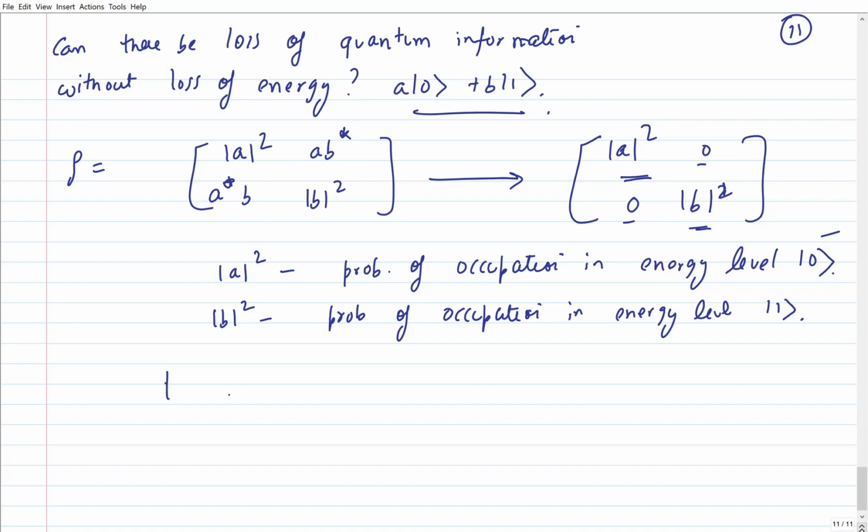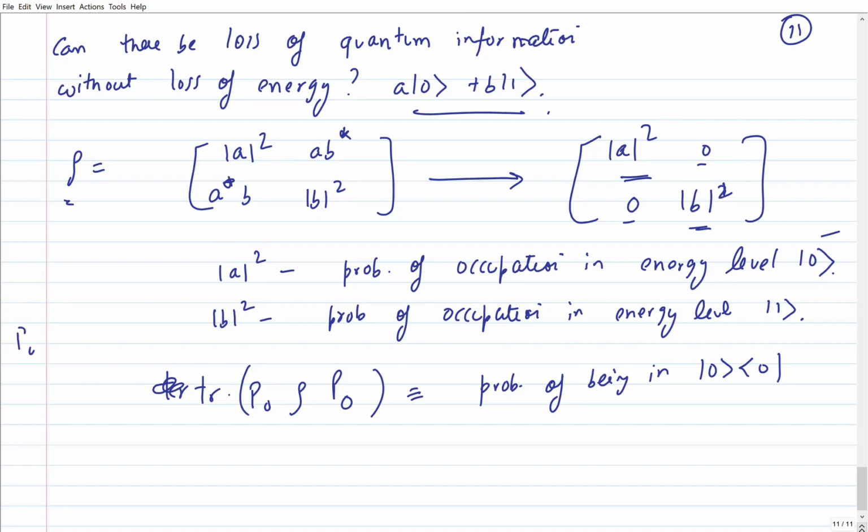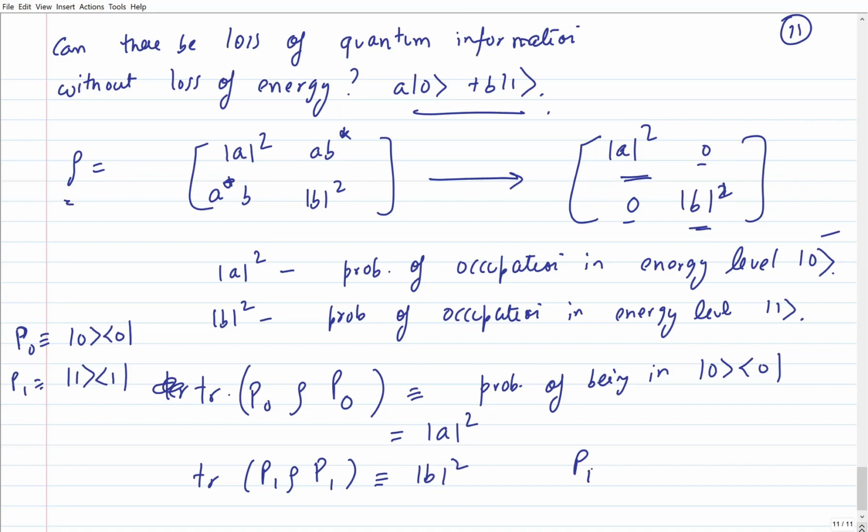We can see that. So if I measure the system, I have this density matrix, I measure it with projector operators, and the trace of this thing gives me the probability of being in this state, where of course my P0 was, and P1 was, so that gave me the probability a square, and this was b square, this was p1.